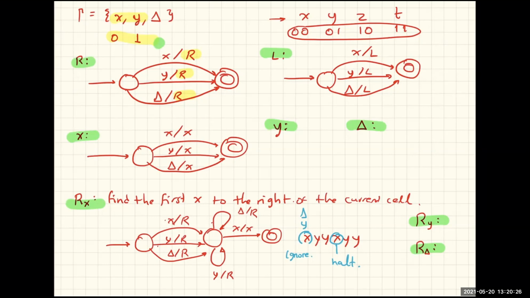So you can draw the same machines for RY, R blank space, and also you can draw the same set for all the left ones. Left, find the first X to the left of the current cell. Find the first Y to the left of the current cell, and find the first blank space to the left of the current cell. So these will be all of our basic blocks.